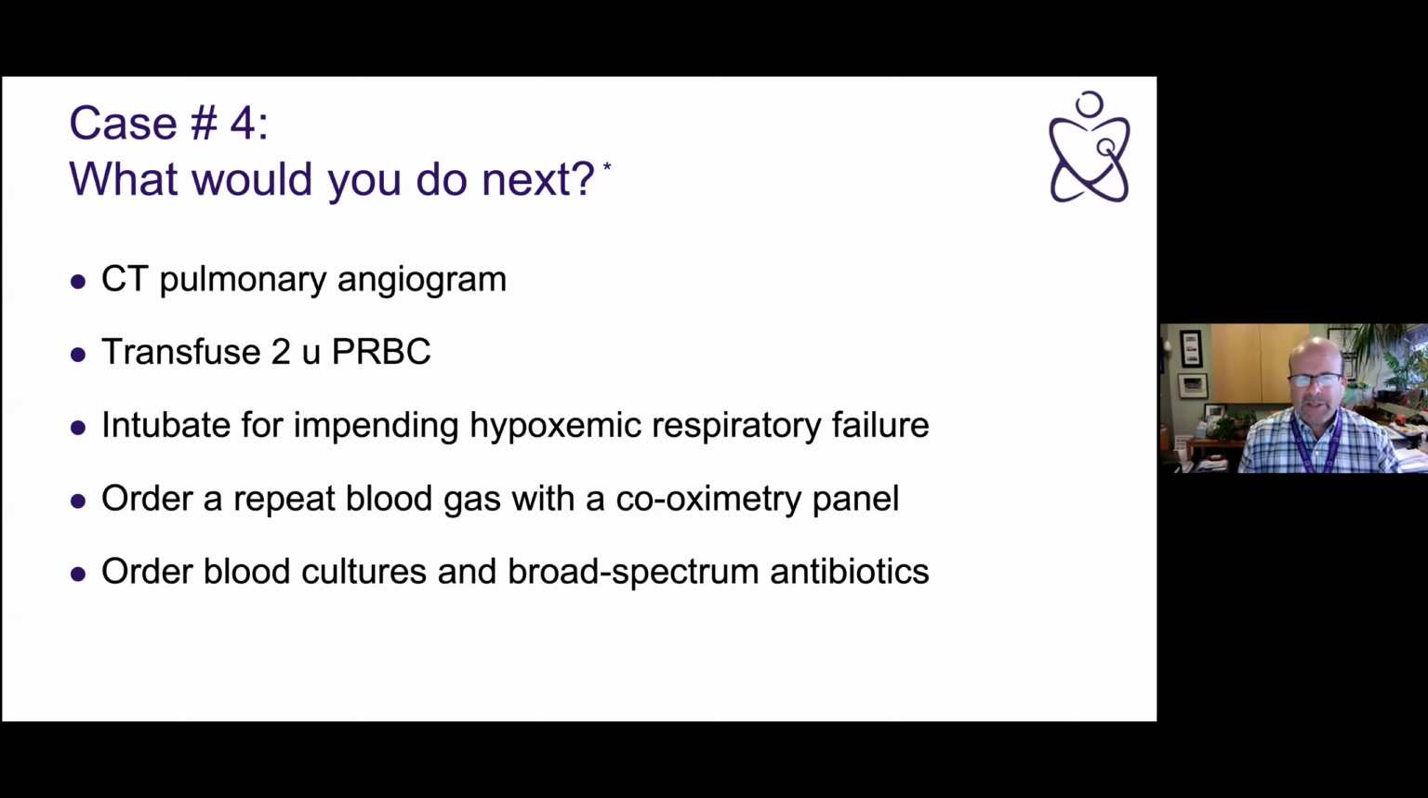She was at her baseline level of hematocrit. It didn't look like her hemolytic anemia was flaring, but we definitely wondered about just giving her some extra boxcars. And a pulmonary angiogram, yeah, she could have had a PE too. But the blood gas with co-oximetry panel, which 40% of you picked, is what we did next. And here's what we found.